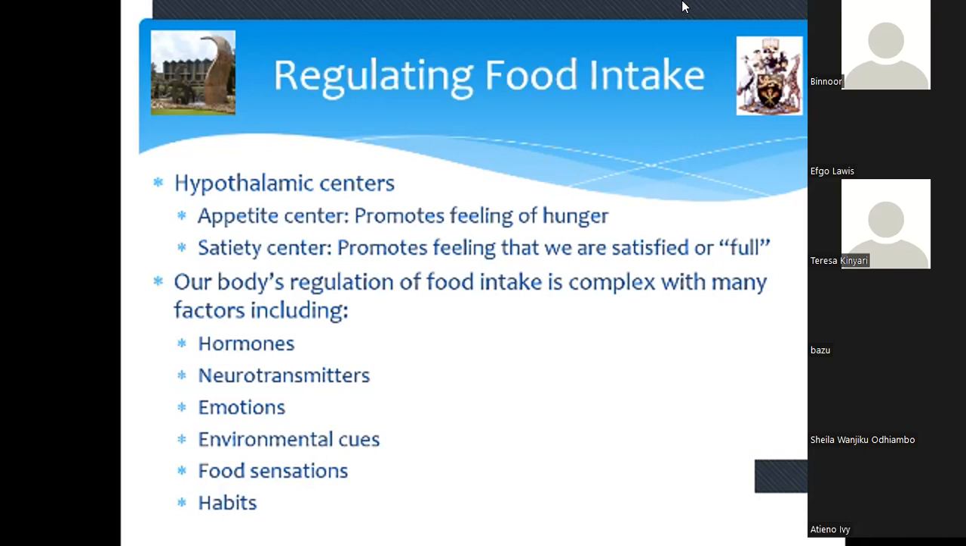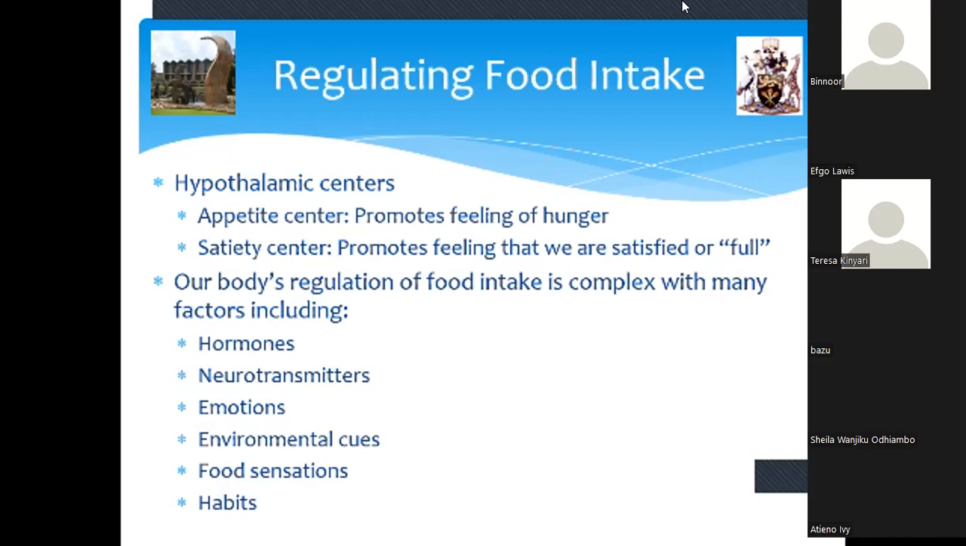We have the appetite center and the satiety center. The appetite center will promote the feeling of hunger, and the satiety center will promote the feeling that we are satisfied or we are full. Our body's regulation of food intake is complex with many factors, including hormones, neurotransmitters, emotions, environmental cues, food sensations, and habits. So basically, we have quite a number of factors that will regulate food intake.